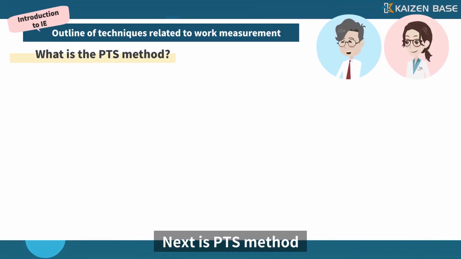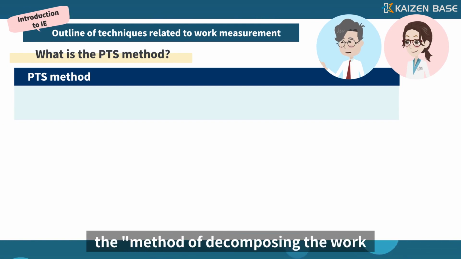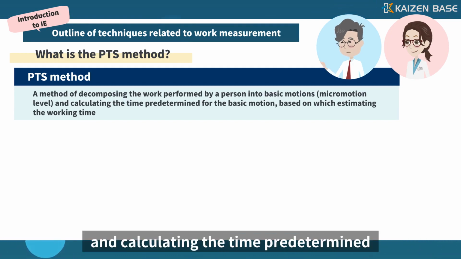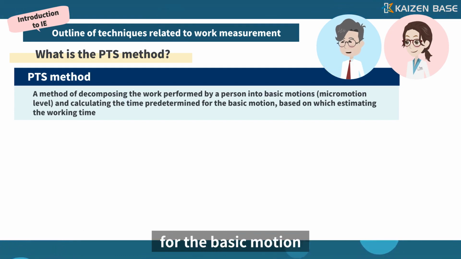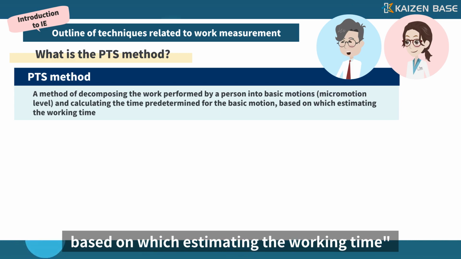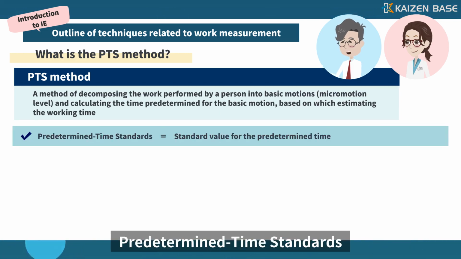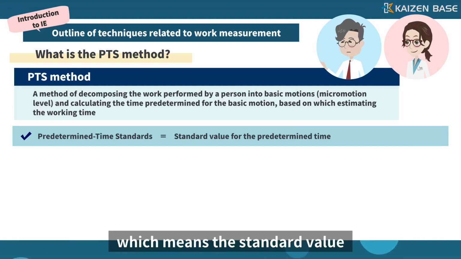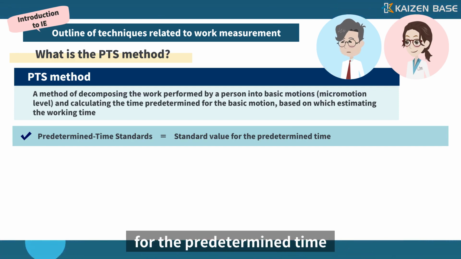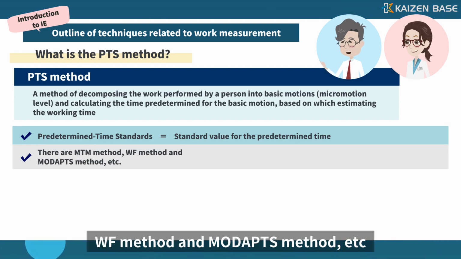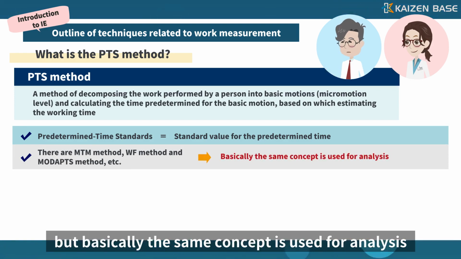Next is the PTS method. The PTS method refers to the method of decomposing the work performed by a person into basic motions, at the micromotion level, and calculating the time predetermined for the basic motion, based on which the working time is estimated. PTS is the abbreviation for predetermined time standards, which means the standard value for the predetermined time. There are the MTM method, WF method and MODAPS method, etc., but basically the same concept is used for analysis.